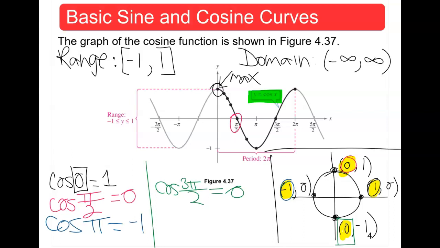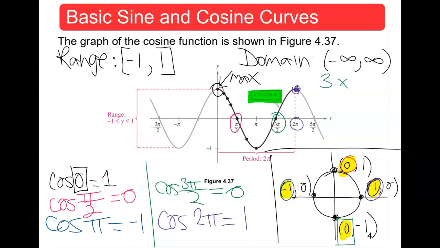And if we go one complete turn, one full rotation or one full revolution, the cosine of 2 pi is going to equal positive 1. And that is what we see here at this point. And I forgot to point out the 3 pi over 2, which is also an x-intercept. So let's go ahead and list them.